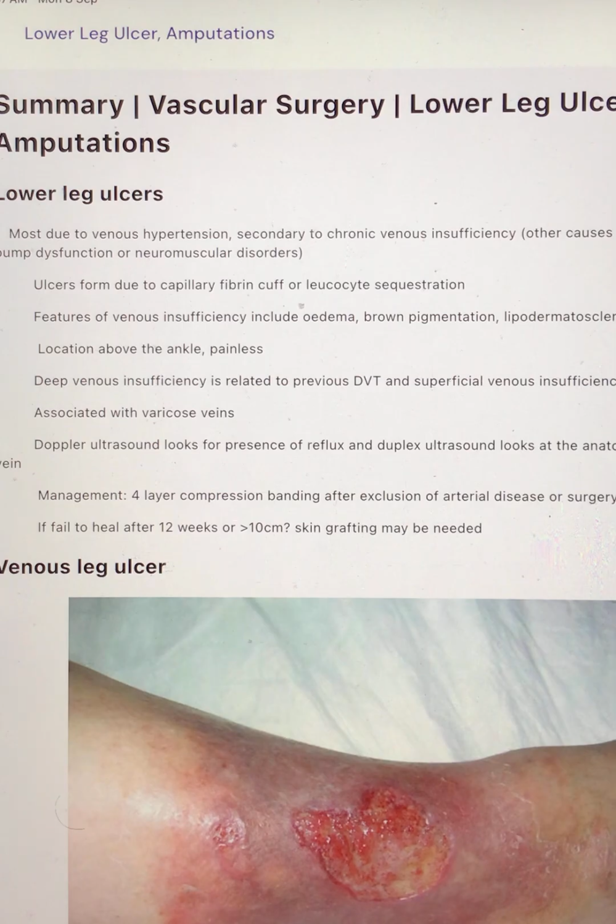Deep venous insufficiency is related to deep vein thrombosis. Superficial venous insufficiency is associated with varicose veins. Doppler ultrasound looks for the presence of reflux, and duplex ultrasound looks at the anatomical flow. Duplex is the anatomical and Doppler looks for the reflux. Management is 4-layer compression bandaging after exclusion of arterial disease. If it fails to heal after 12 weeks, skin grafting may be needed.